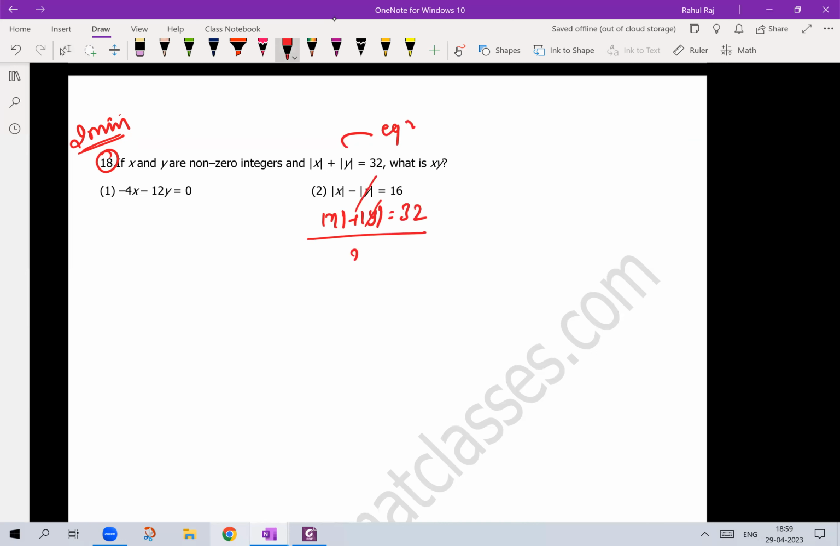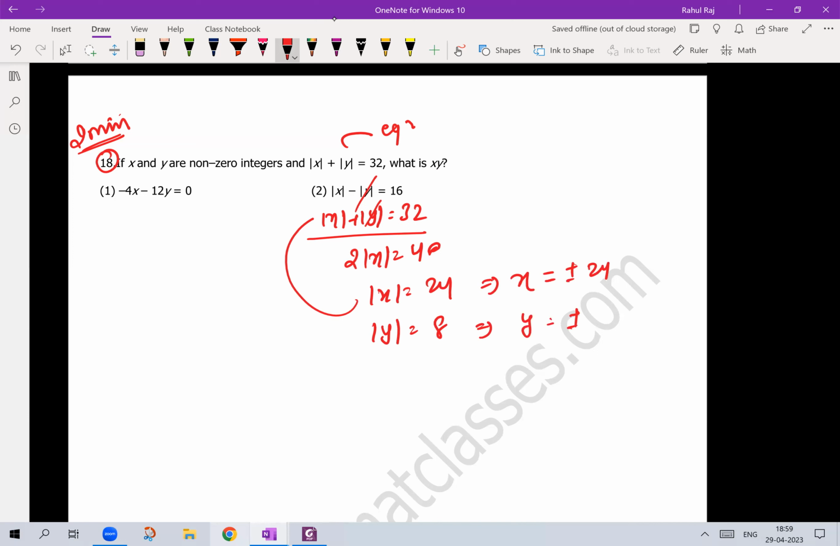So I can just cut 2. Mod x is equal to 48, so mod x becomes 24. If I put it over here, I'll get mod y is equal to 8. So if mod x is 24, x will be plus or minus 24. And if mod y is 8, y would be plus or minus 8. So the value of xy could be 24 into 8 or 24 into minus 8. Not sufficient. Anyone, any doubt, please tell me.